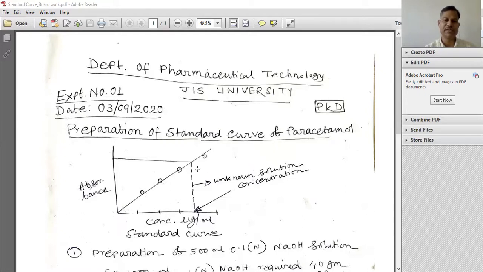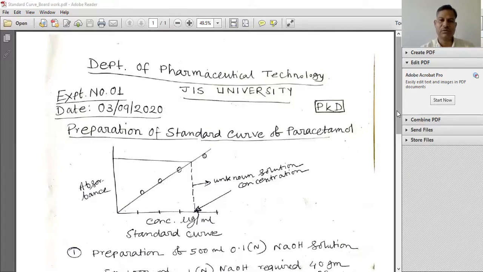So if you put that y value in this equation, we will get the x value. In both ways, manually from the graph paper, and from Excel using the straight line equation, we can calculate the concentration of the unknown solution.